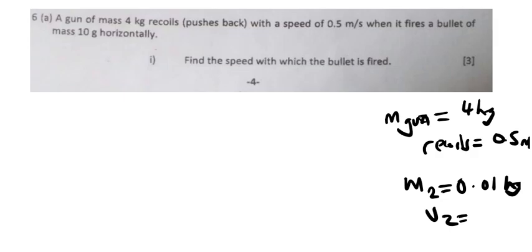Find the speed with which the bullet is fired. So how are we going to find the speed? We're going to apply the conservation of momentum. Now initially the momentum is what? It is 0, because this thing is recoiling back. A gun of mass 4 kg recoils, pushes back, when it fires a bullet of 10 g. Find the speed with which the bullet is fired. So the initial momentum will be 0.